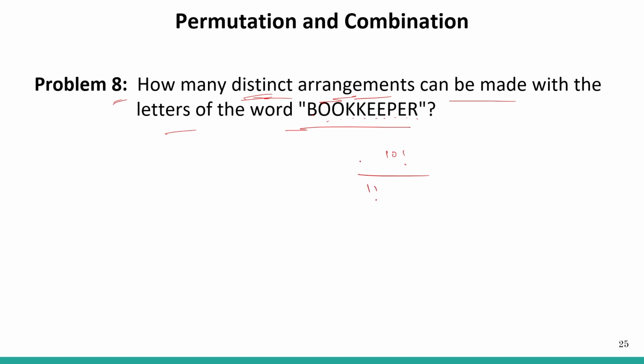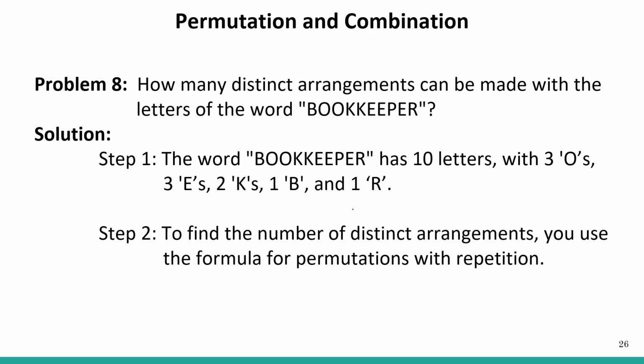1 factorial. O is repeated twice, 2 factorial. K is repeated twice, 2 factorial. E is repeated twice, 2 factorial. P is repeated once, 1 factorial. E is actually repeated thrice, so it will be 3 factorial. R is repeated once, so it will be 1 factorial. So let's try to remove 1 factorial. So what we are left with is this much.